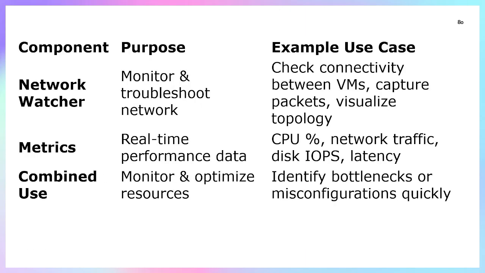Now, purpose and examples. Network Watcher monitors and troubleshoots the network, whereas metrics are real-time performance data to monitor and optimize resources. Examples: with Network Watcher, check connectivity between the VMs, capture packets, and visualize the topology. With metrics, CPU percentage, network traffic, disk IOPS, and latency identify bottlenecks or misconfiguration cases.